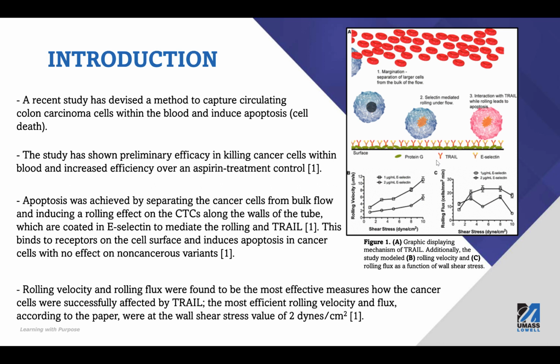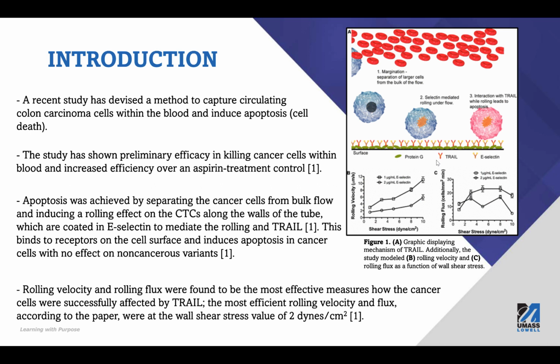Now, as these tumor cells are taken towards the outer border and rolled along the surface of the inside wall, they interact with the TRAIL, primarily through the receptors on the outside of the cell. They are detached from the wall and go back into the bloodstream after rolling for a bit, and then they undergo apoptosis. And the study found that there was a markedly reduced number of CTCs in the bloodstream, enough to be statistically significant, and also an improvement in CTC volume when compared against the aspirin treatment control again.